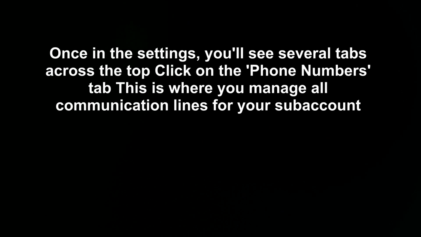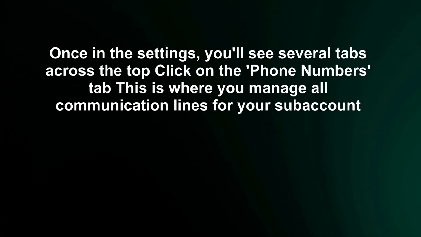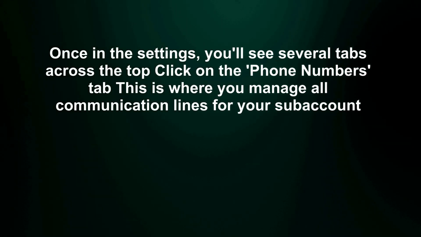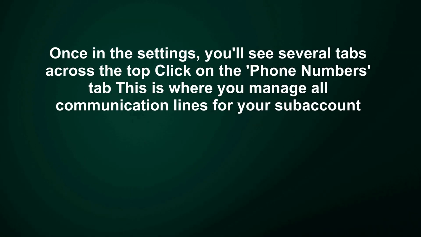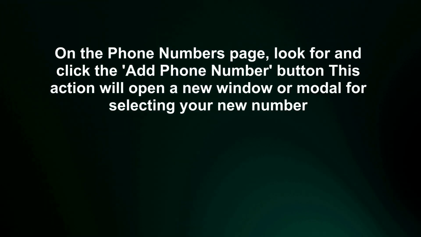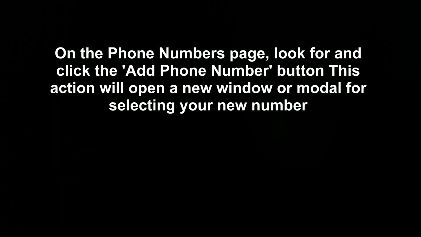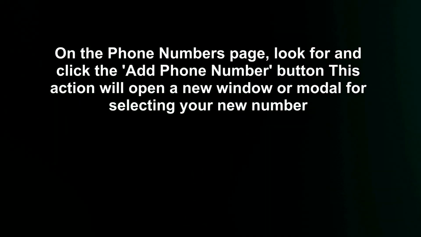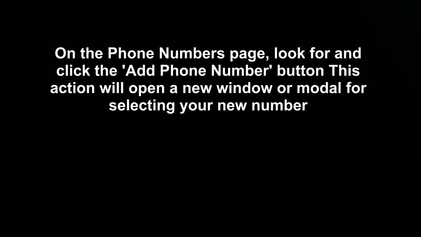Once in the settings, you'll see several tabs across the top. Click on the Phone Numbers tab. This is where you manage all communication lines for your sub account. On the Phone Numbers page, look for and click the Add Phone Number button. This action will open a new window or modal for selecting your new number.